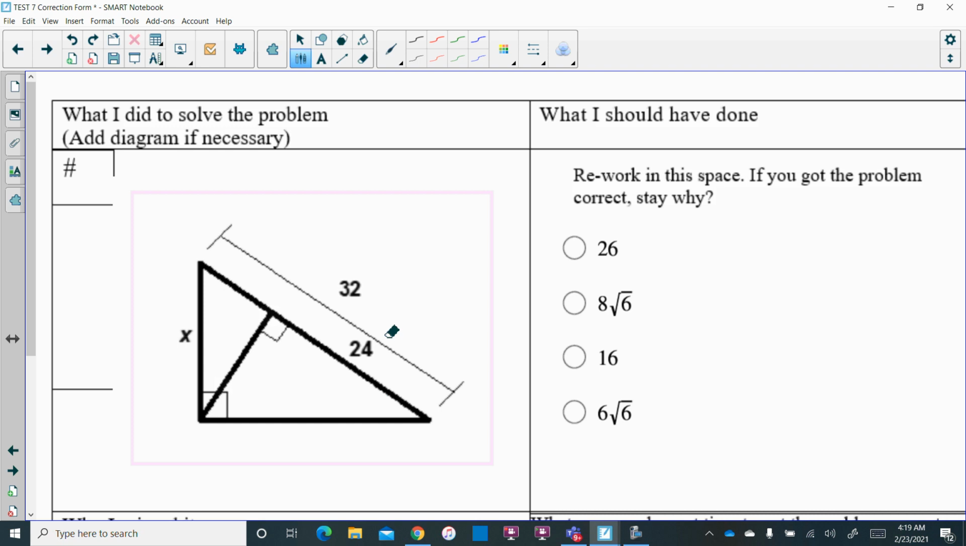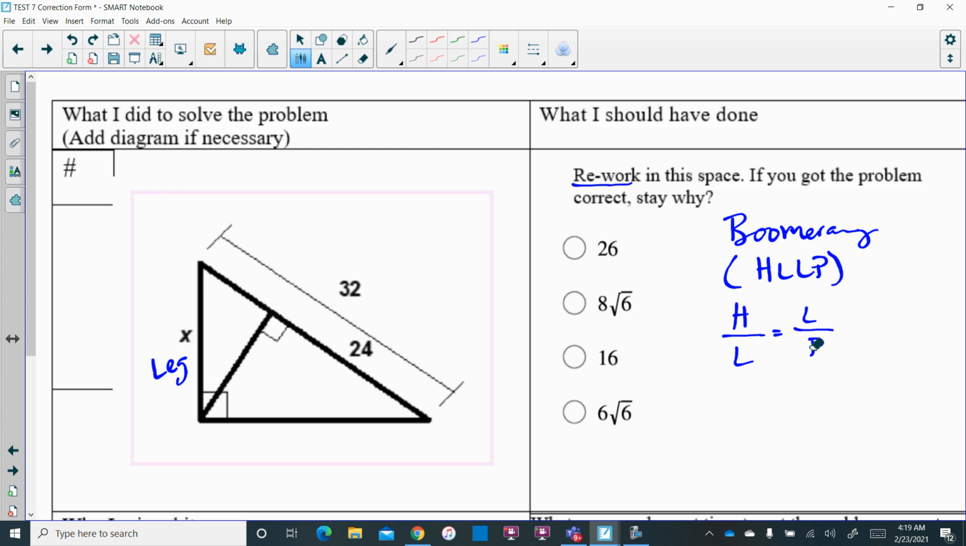this one you have to recognize that because the x is a leg here, when you're trying to find the leg for the reworking purpose, this is when you use boomerang. And boomerang, its acronym was hypotenuse leg, leg part, or it's set up like this: hypotenuse over leg is equal to leg over the part. So we already have the hypotenuse. This whole segment here is our hypotenuse. And we're trying to find our leg. But we're missing this part.